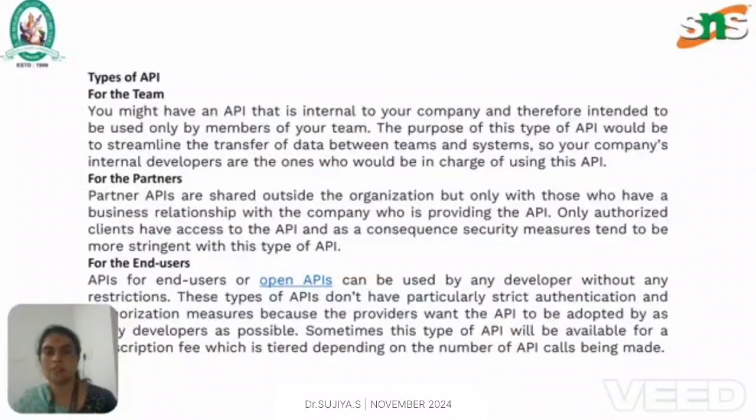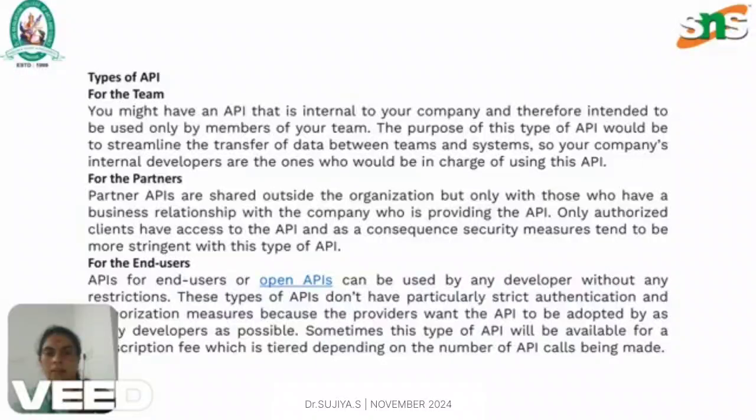Types of API: APIs are for the team, for the partners, and for the end users. The team API is designed for internal use within a company, and therefore it is intended to be used only by the members of a team. The purpose of this type of API is to streamline the transfer of data between teams and systems. So the company's internal developers are the ones in charge of using this API.